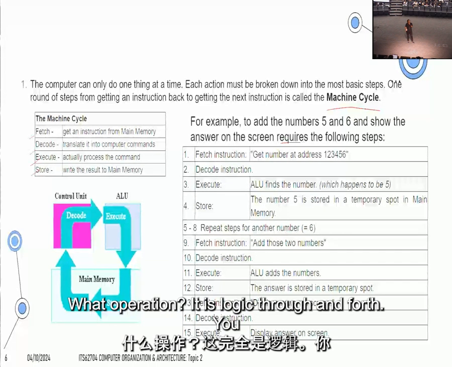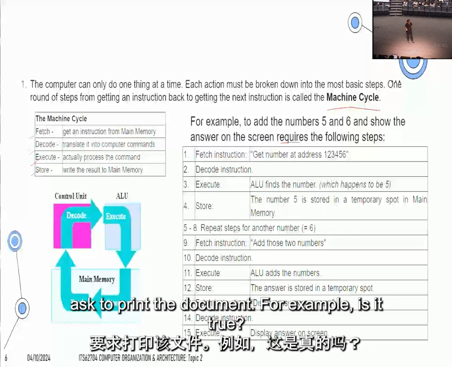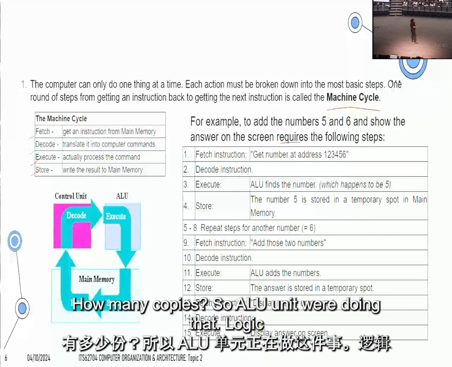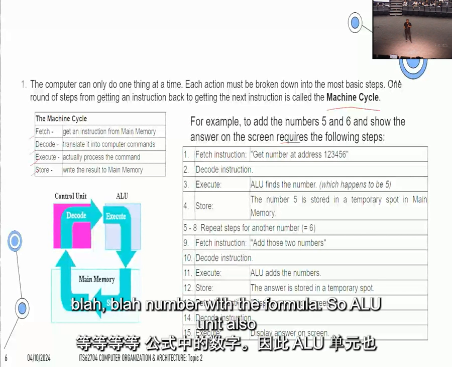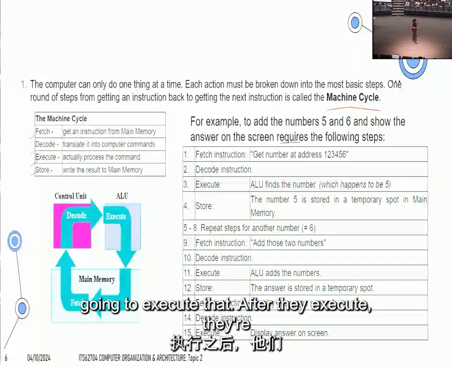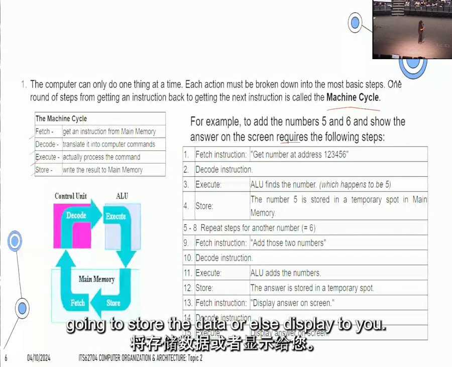What operation? It is logic, true and false. You ask to print the document, for example, is it true? How many copies? So the ALU will be doing that. The logic unit will be doing that. If you want to compute some number with a formula, the ALU will also execute that. After they execute, they're going to store the data or else display it to you.